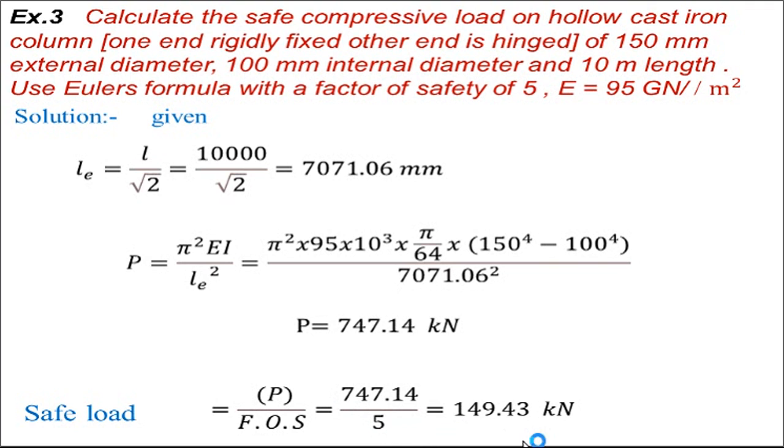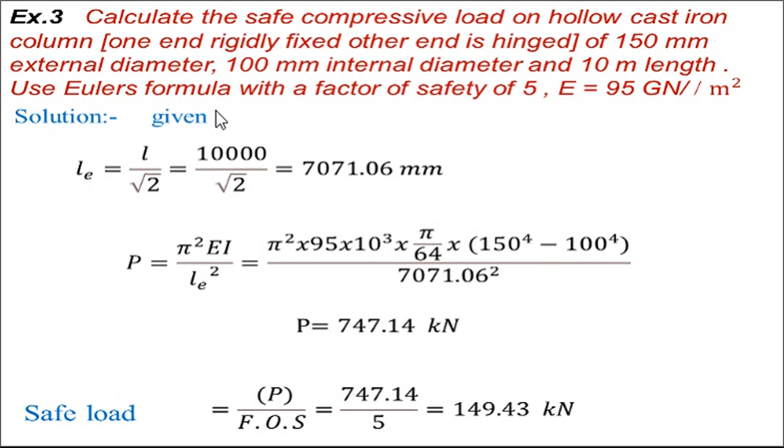Okay, so this safe load is most of the time useful for the actual design of the column, because Euler's formula is most probably for the long column which is subjected to buckling load. So here we have determined the crippling load and the safe load with the help of the factor of safety. This is a very small problem, and only one condition is considered, that is rigidly fixed and hinged.